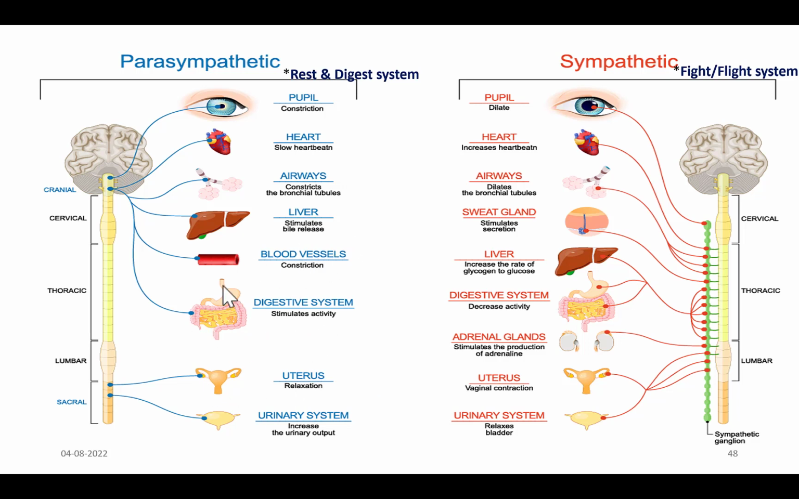Then the other systems like the digestive system, reproductive system and urinary system, they get activated because you are simply taking rest and you can go for digestion of the food. Then the reproductive system may get activated, and in the urinary system, you can release urine at any time because you are simply taking rest. So this is how the sympathetic and parasympathetic nervous systems get activated and perform involuntary activities depending on the situation.